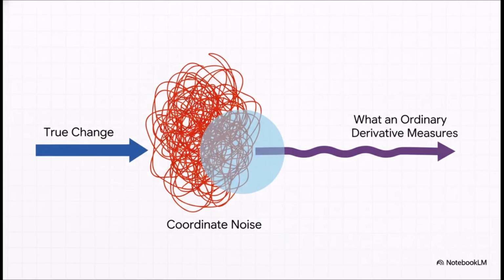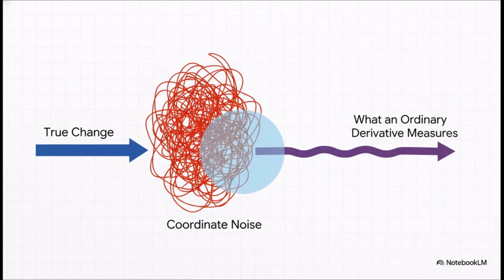So what's really happening is that a standard derivative accidentally mushes two different things together. It measures the true change in the vector that we care about, but it also picks up all this coordinate noise from the grid itself changing underneath it. It's getting contaminated data. It's kind of like trying to weigh yourself on a scale that's inside a moving elevator. The number you see on the scale isn't your true weight, is it? It's your weight plus or minus the effect of the elevator's acceleration.